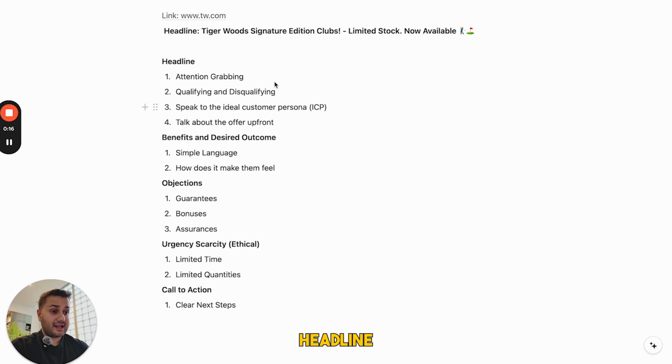So the first one is headline. Headlines are the most important part of any ad because that's where 80% of people's attention goes to. If it's an attractive headline, they'll keep reading, they'll keep engaging with you. If not, they're just going to scroll past. So it has to be attention grabbing.